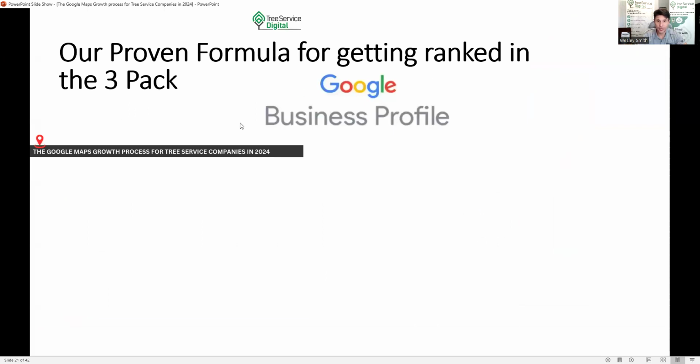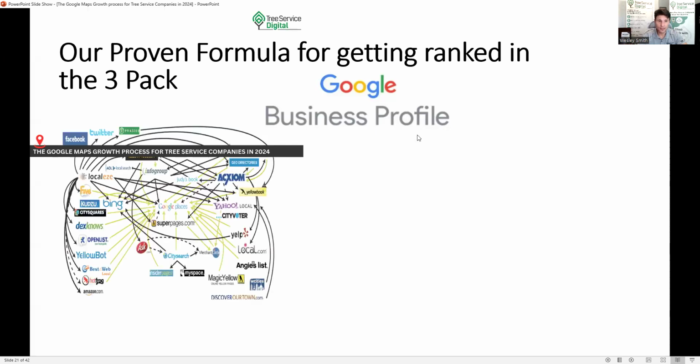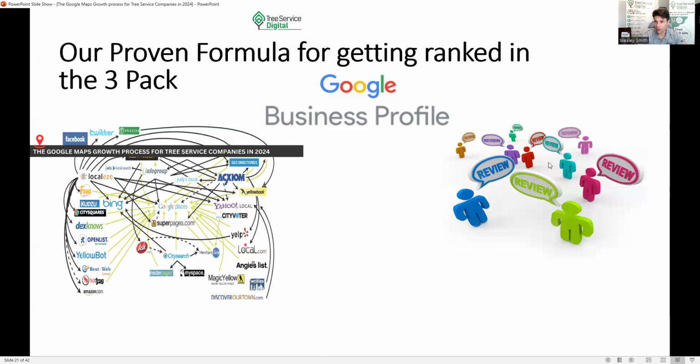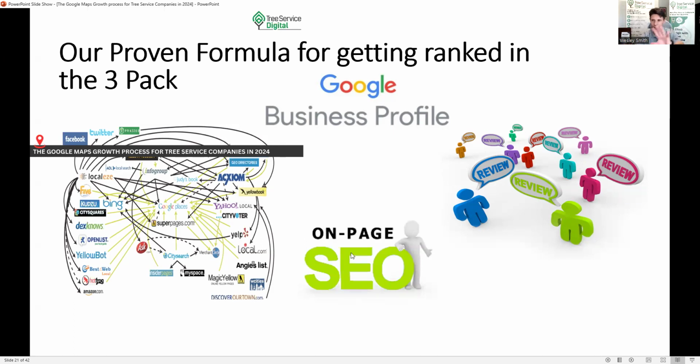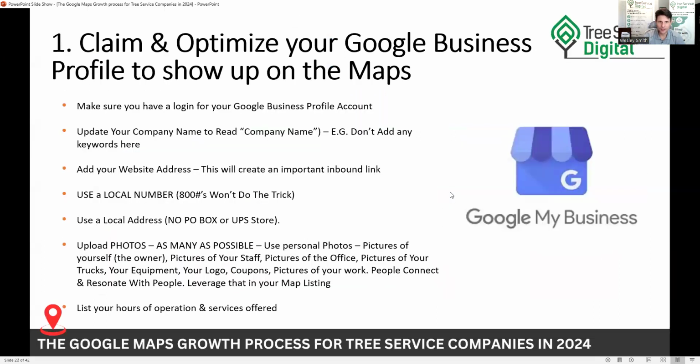Here's our proven formula to get ranked in the 3-pack. To get the Google Business Profile ranked in the top 3, you want to be listed in all these directories across the web. That's going to help you. Also get tons and tons of 5-star reviews. And then also make sure you do the on-page SEO on your website, so you've got all the correct wording and keywords in the right places. And then also get a bunch of reviews, upload a bunch of photos, and get listed in all these directories.